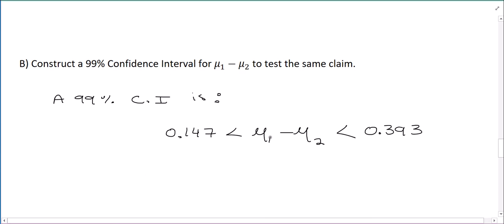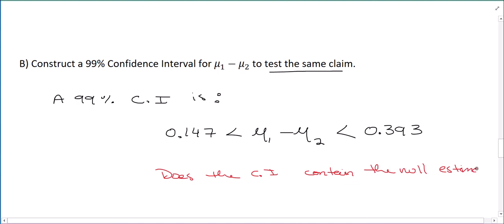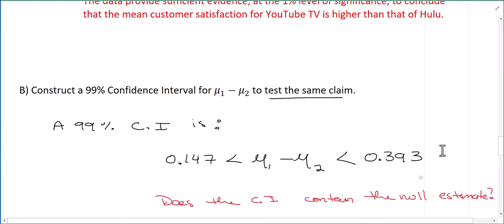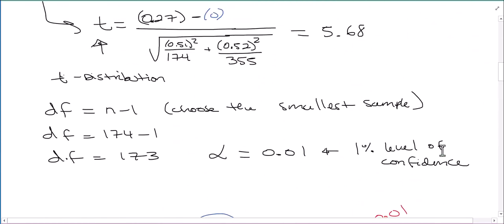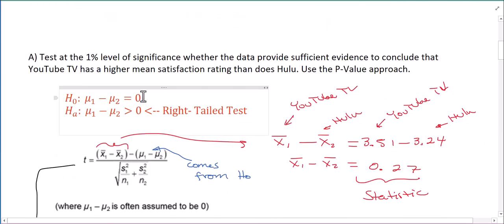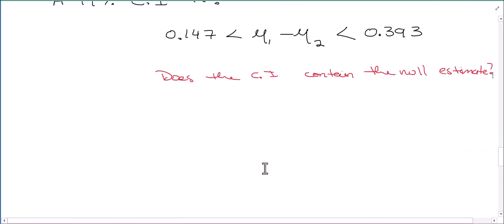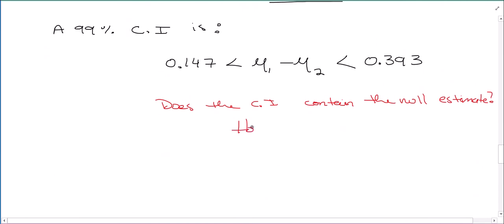So now how can I use my confidence interval to make a decision about testing the claim? Do I reject the null or fail to reject the null? So how do we decide that? The question to ask yourself is, does the confidence interval contain the null estimate? What was our null? Our null hypothesis is that, we wrote it somewhere, that mu1 minus mu2 is equal to 0. So we can write that over here. The null says mu1 minus mu2 is equal to 0.